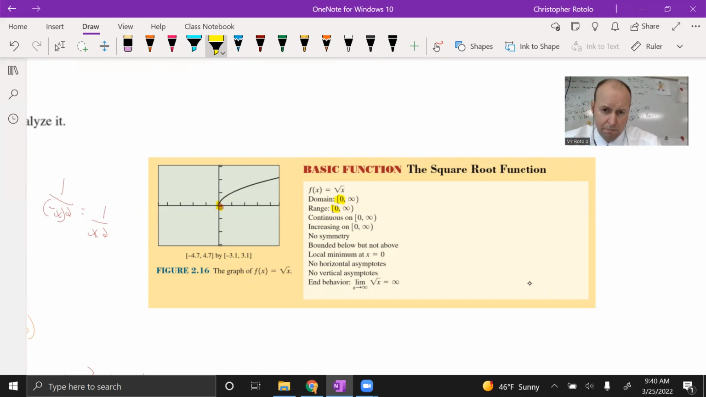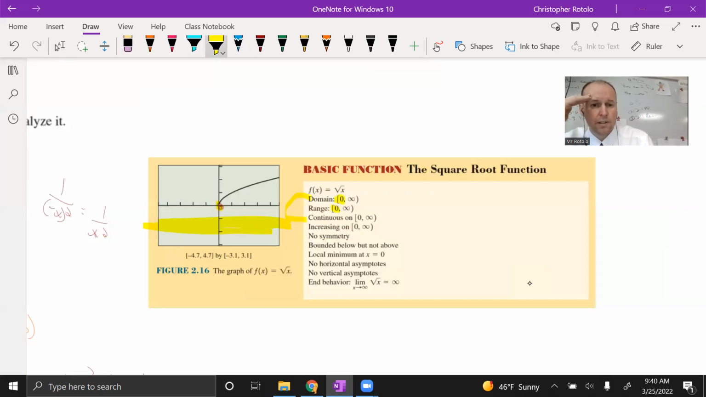It is continuous from 0 to infinity, right? It just plays along with that domain, right? It's not continuous before that, we don't take square root to zeros. It is not symmetric. Doesn't matter if I fold it up and down, left and right, or spin it around. It is not symmetric. It's bounded below, but not above, right? I can put this horizontal line below.